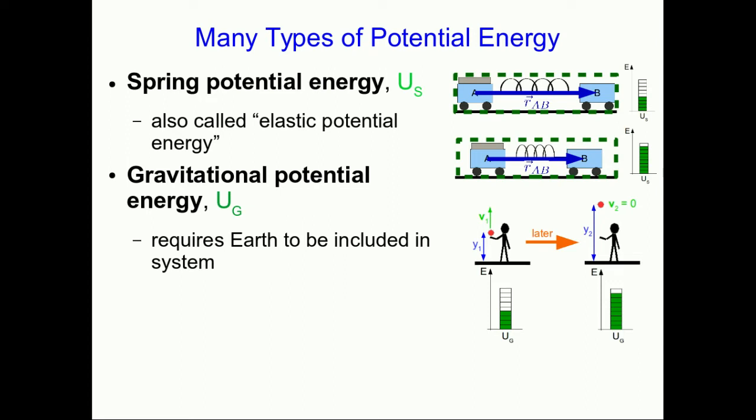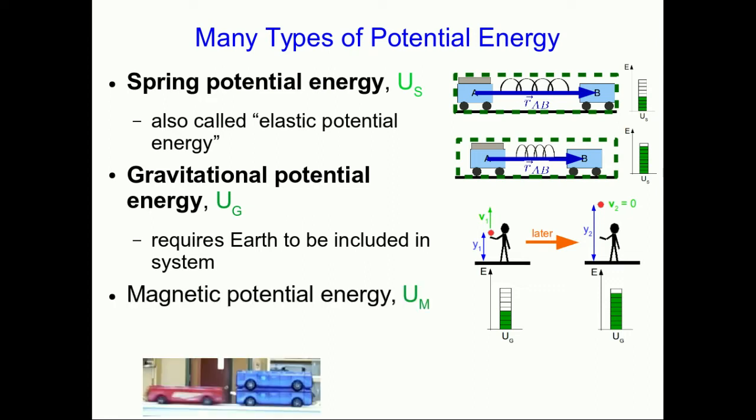But note that we have to include all the interacting objects in the system to be able to define a potential energy, and gravitational potential energy is to do with the gravitational interaction between objects and the Earth. So we're only allowed to define a gravitational potential energy if we've included the Earth in our system.